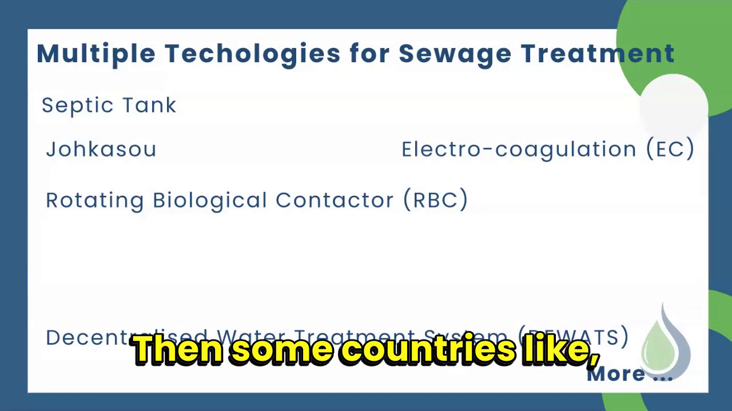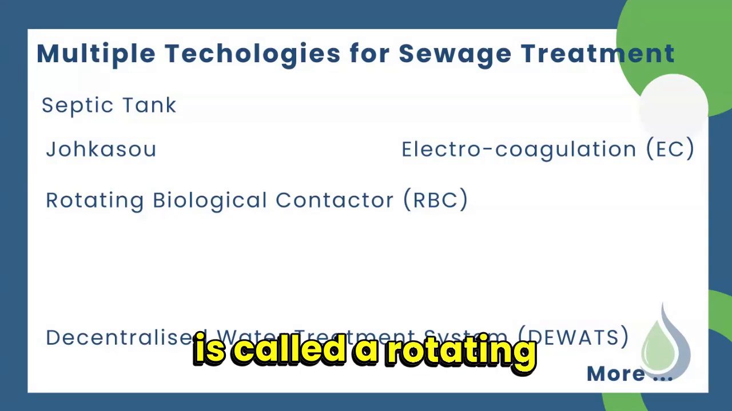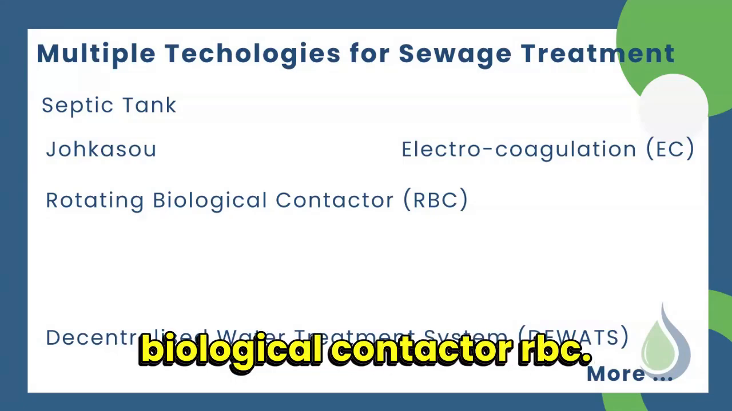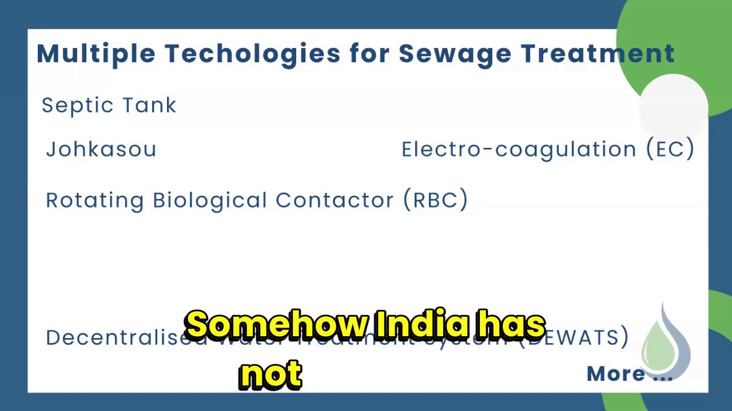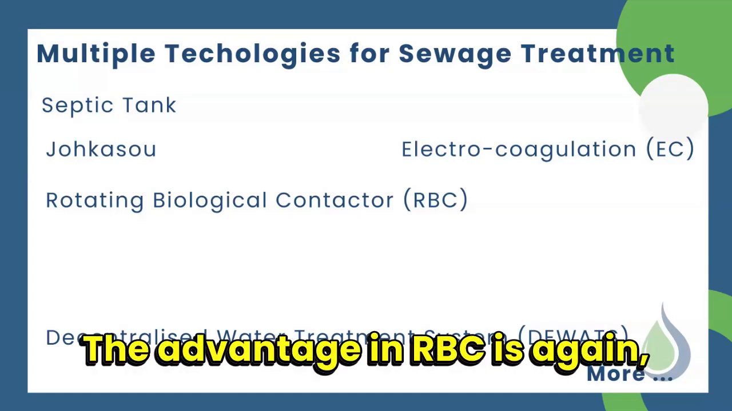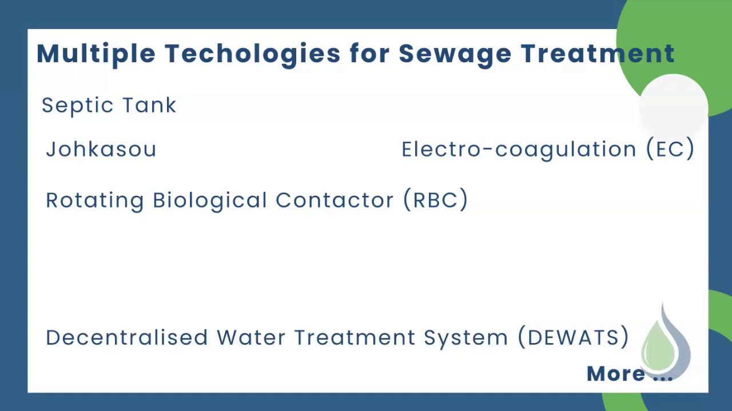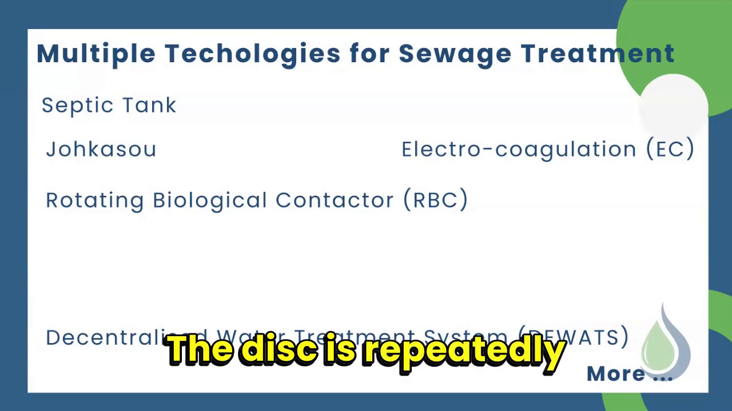Then some countries like Indonesia, Vietnam, Malaysia have been using what is called a rotating biological contactor, RBC. This RBC is still used in those countries. Somehow India has not been very successful in developing the right kind of RBCs. The advantage in RBC is, again, it uses naturally available atmospheric oxygen. There is no forced feeding of air. It just has something like a disk. The disk is repeatedly going into water.